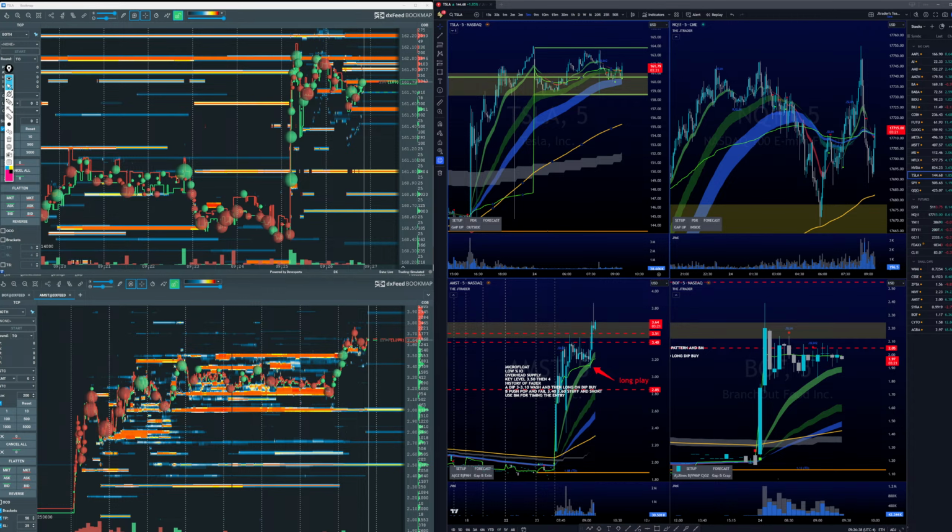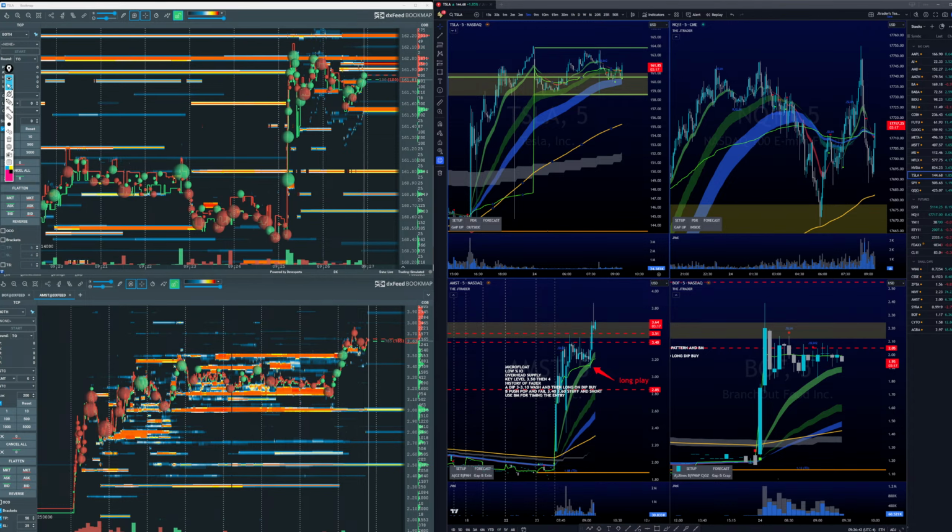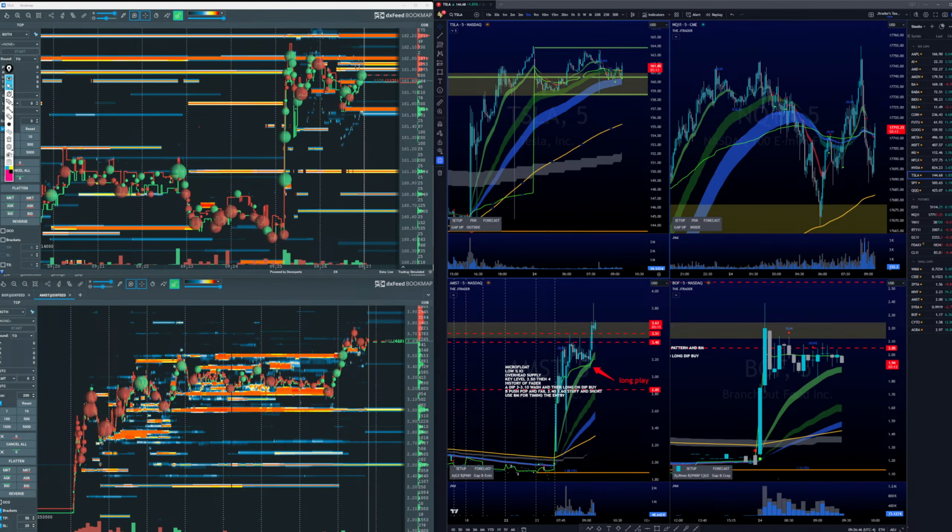Yes, Shadow, we play options. I have a lot of traders that I'm mentoring, they're only trading options. So options and also underlying stock.